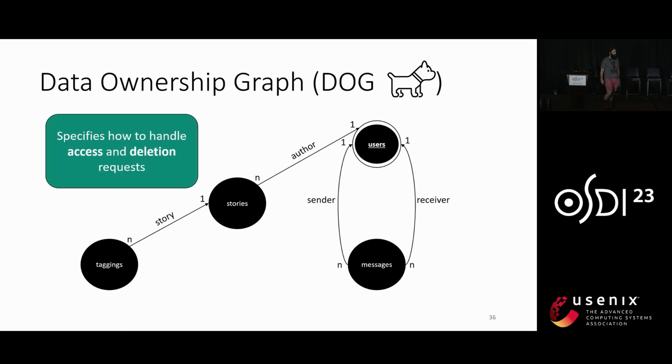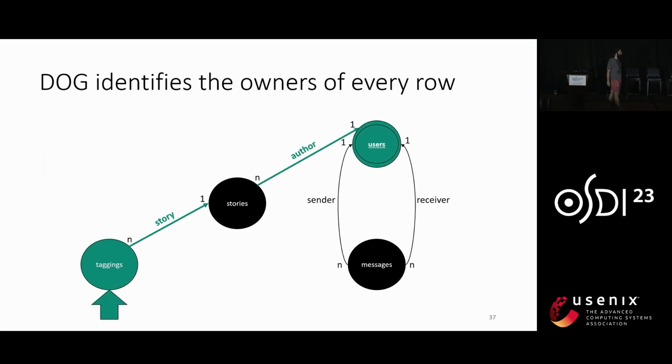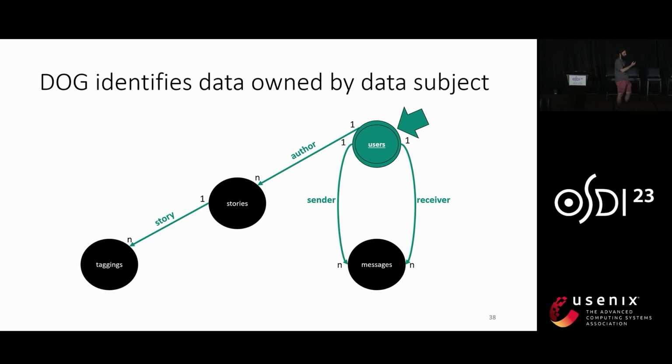This DOG acts as the ground truth that specifies which data K9db must delete or return in response to a deletion or an access request. And it can do this because of two properties. First, if we start at some row, let's say in the tagging table, K9db can identify all the owners of this row by traversing the outgoing edges in the DOG transitively until it reaches the data subject table. Conversely, starting at a data subject row, K9db identifies all the data that is owned by that data subject by traversing all the edges in the opposite direction.